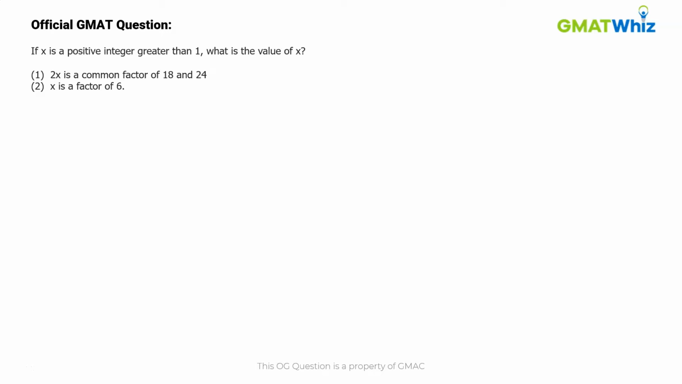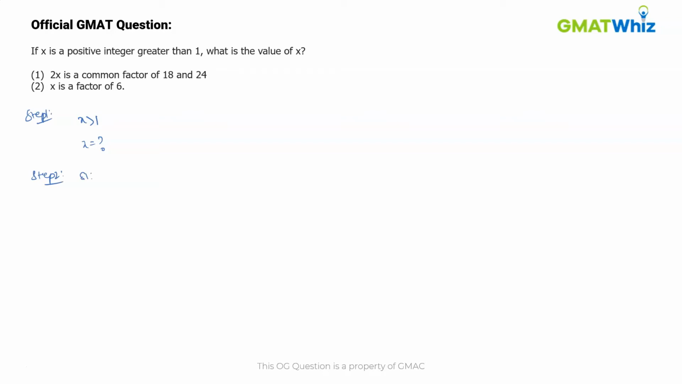In this question, we are given that x is a positive integer which is greater than 1. So, we have that x is greater than 1. We have to find the value of x. Now, since no other information is given, we move on to step 2, where we first analyze statement 1.